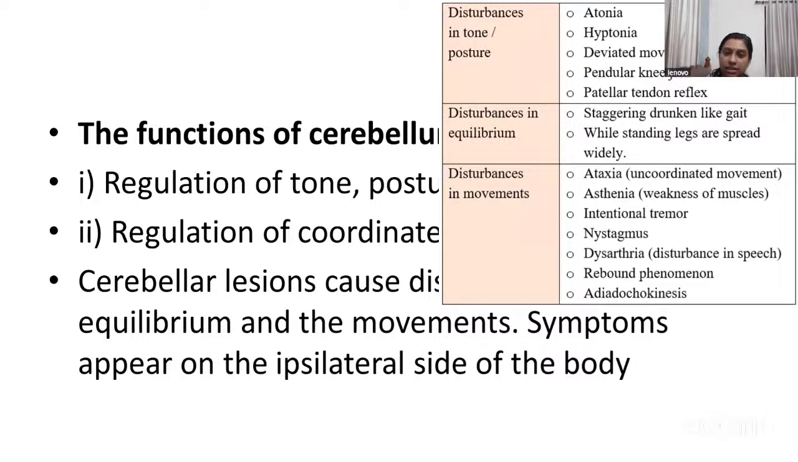So, disturbance in cerebellum can cause this type of disturbances. In tone and posture, that will be leading to atonia, hypotonia, deviated movement, pendular knee jerk, patellar tendon reflex. Everything is caused by the lesions in cerebellum. And disturbances in equilibrium like staggering, drunken-like gait. While standing, legs are spread widely. And the disturbances in movements like ataxia, asthenia, intentional tremor, nystagmus, dysarthria, rebound phenomenon, etc. are all caused by the lesions in cerebellum.